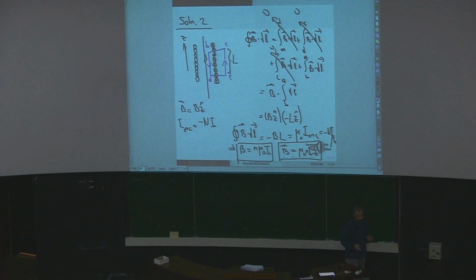It's exactly like the Gauss law. The only difference is, in Gauss law, you are integrating the electric field over a closed surface. Here you are integrating the magnetic field over a closed loop. That's the only difference.